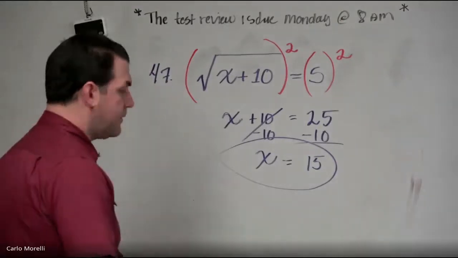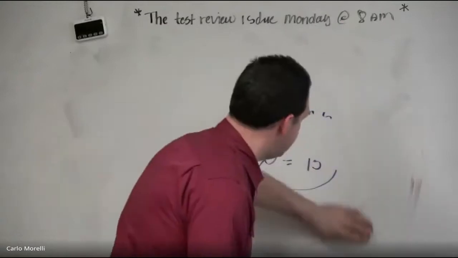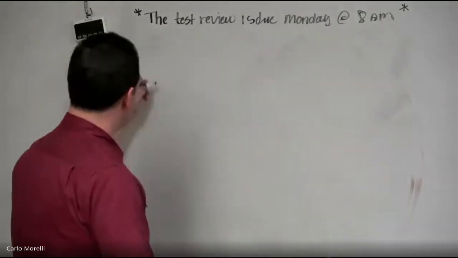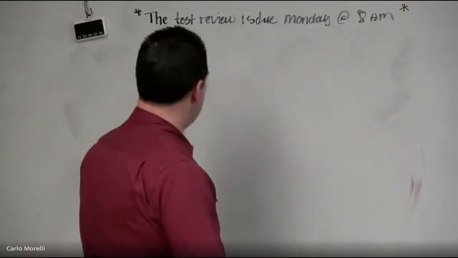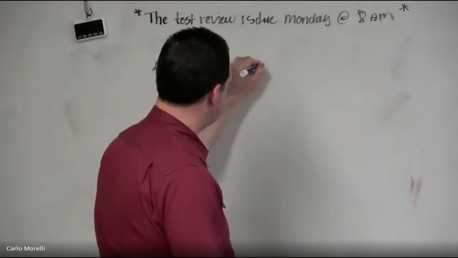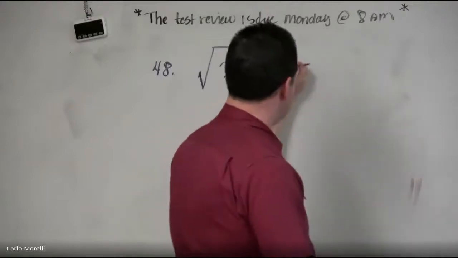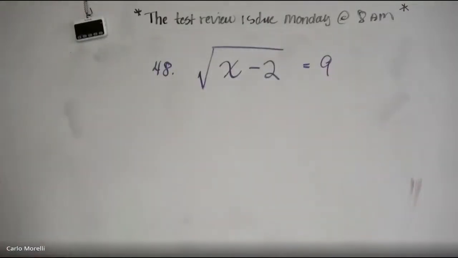Let's do number 48. Okay, same idea on number 48. Right, so let's take a look at number 48. We have the square root of x minus 2 equals 9.